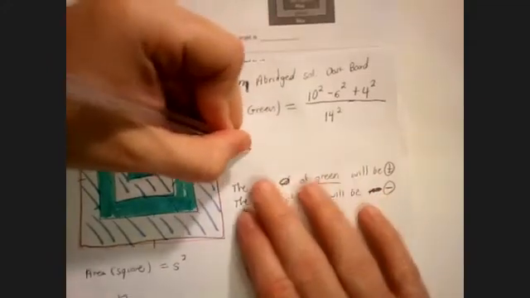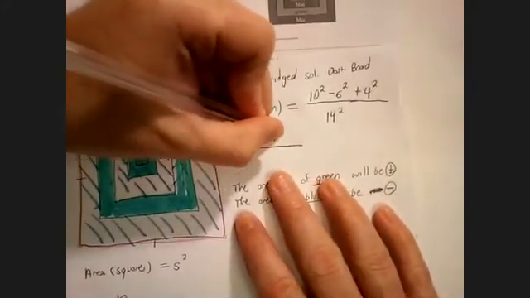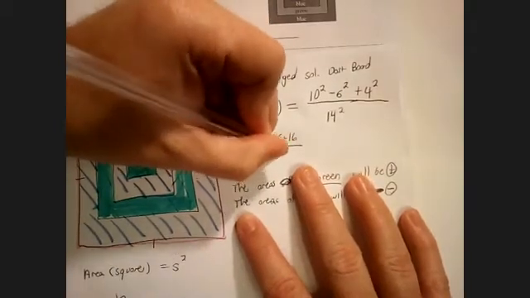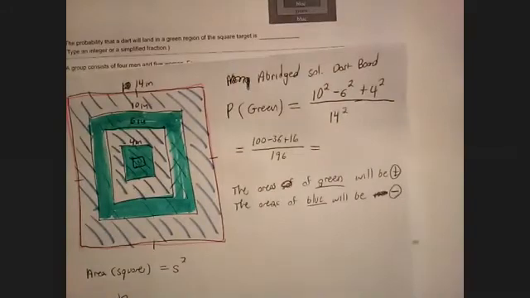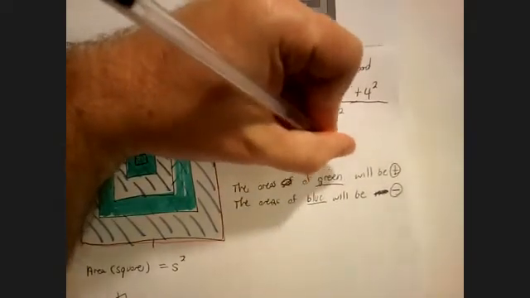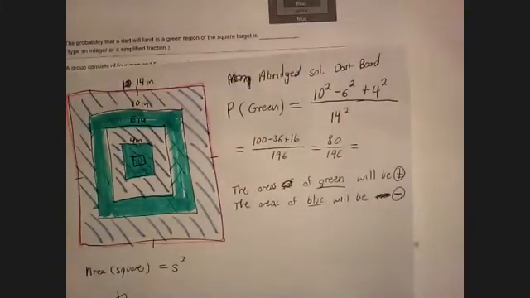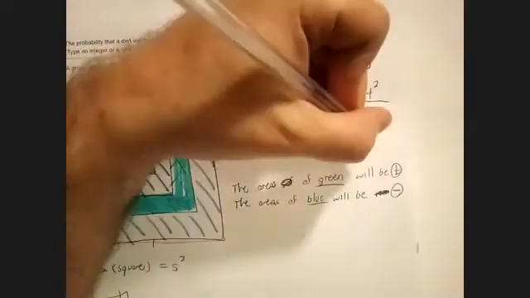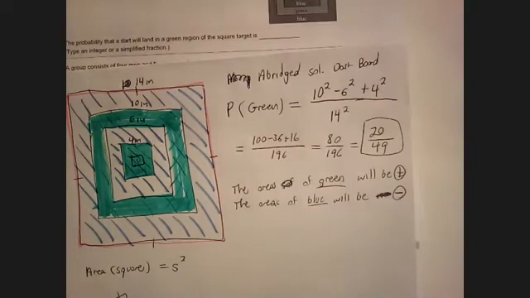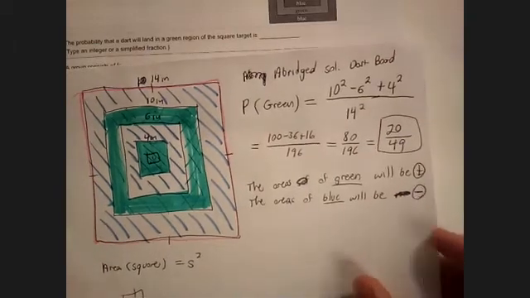All right, so let's work this out. That's 100 minus 36 plus 16 over 196. If you type it in, let's see what I get. 100 minus 36 plus 16 is 80, over 196. 80 divided by 196, second PRB, I get 20 over 49. Okay, so that's about the quickest I could think of how we could work that. All right, so let's move on.